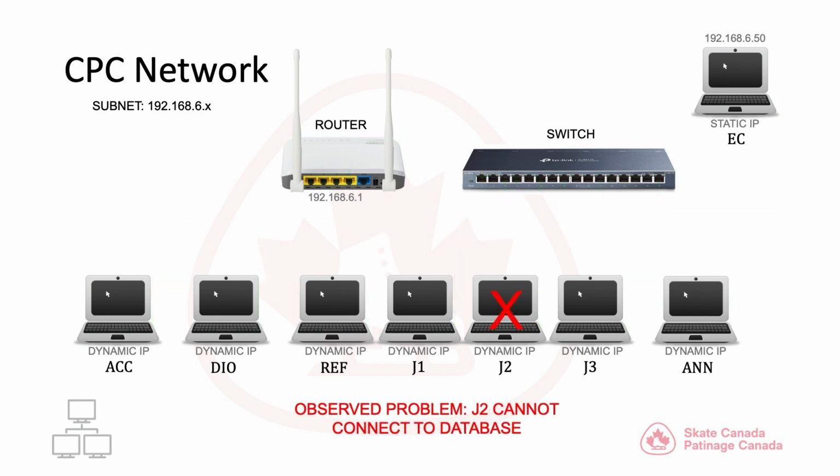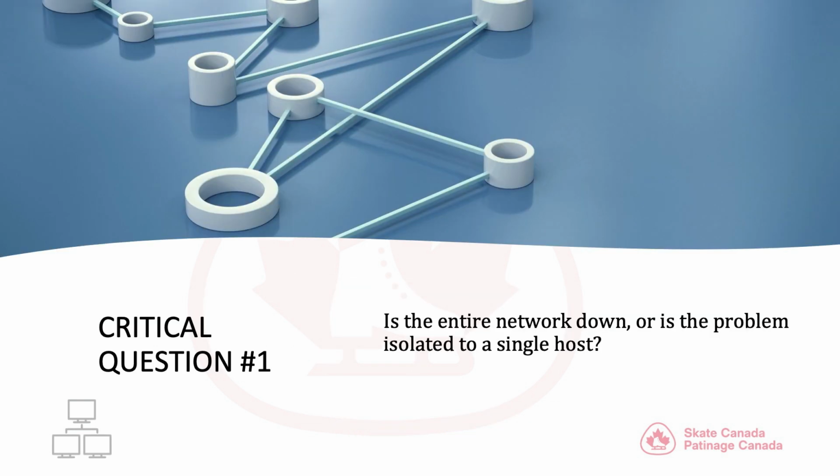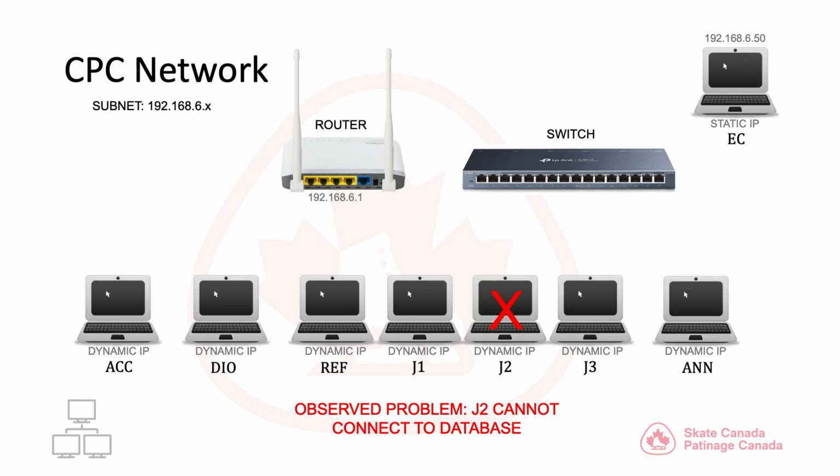We've again just set up our entire scoring system and everything is working fine with one exception. The Judge 2 laptop won't connect to the database. All the other computers are working fine. So again, the first critical question to consider is whether all hosts are being affected or is it just one? Because it's just one, then we can rule out problems with the router, the switch, the EC computers, all those kinds of things that have a low probability. We are more likely dealing with an issue affecting just the Judge 2 laptop.